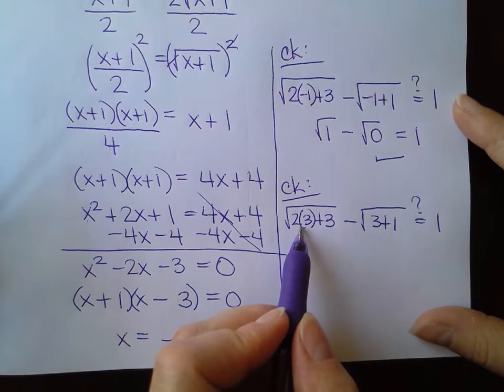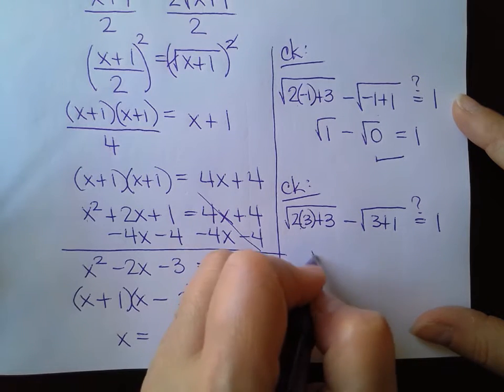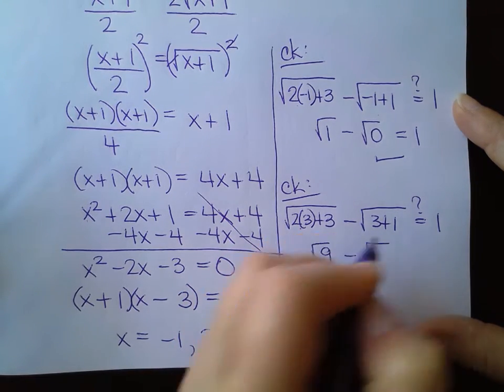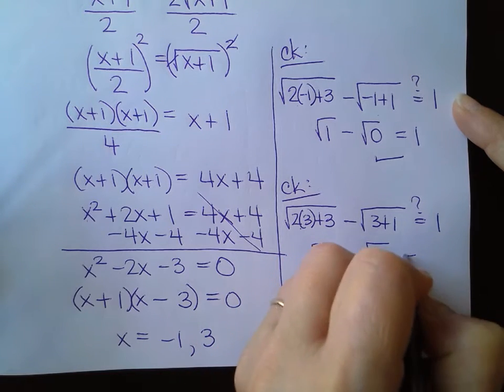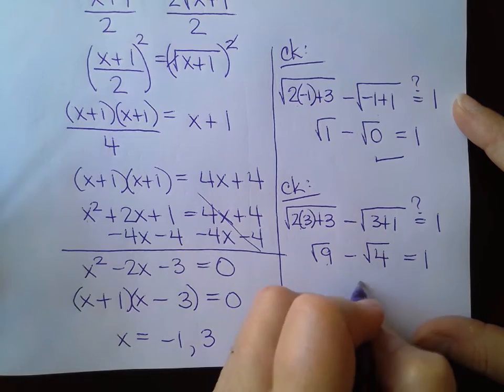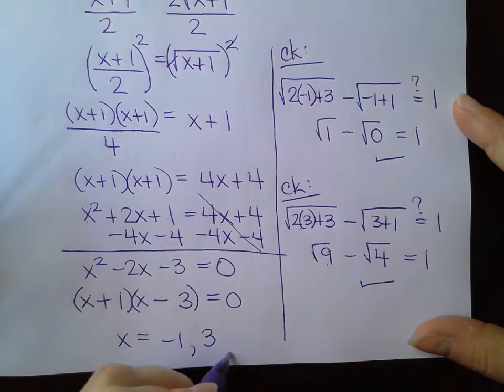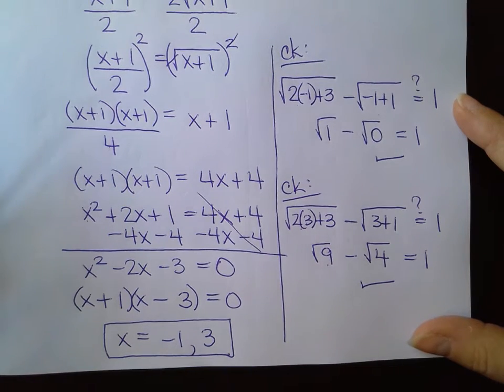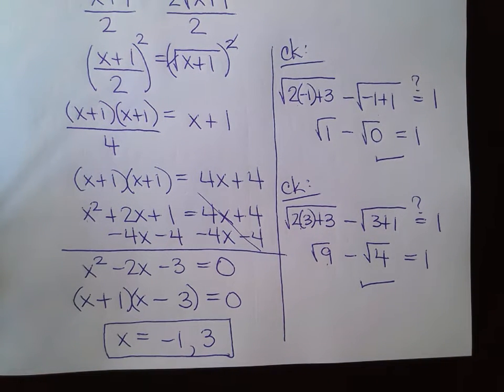This would be the square root of 9 minus the square root of 4 equals 1. That's 3 minus 2 equals 1. That works. So in this problem, both answers that we got are true solutions.